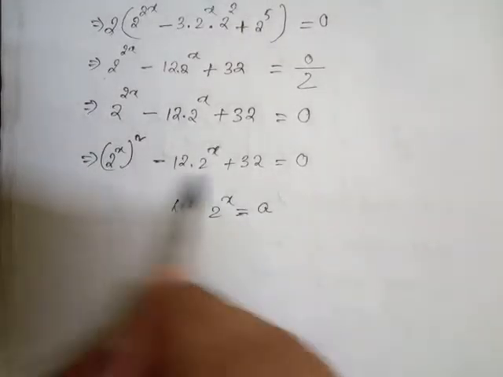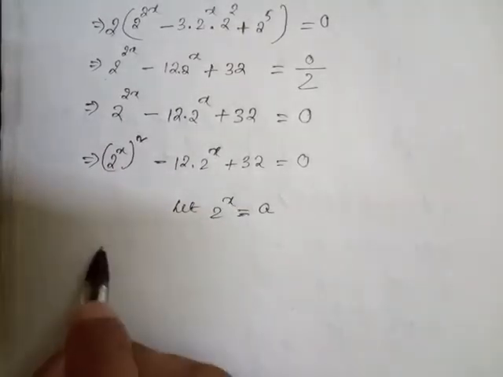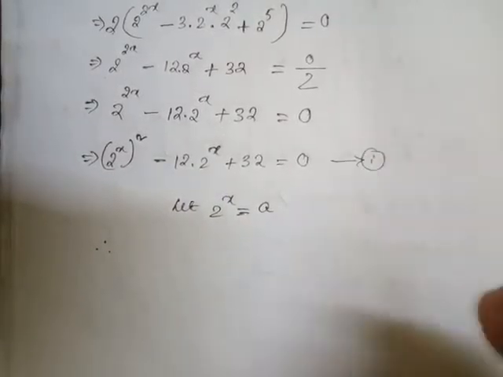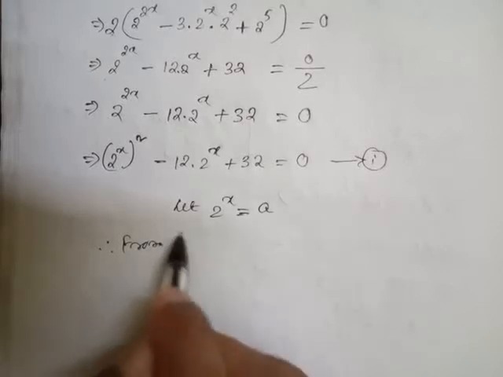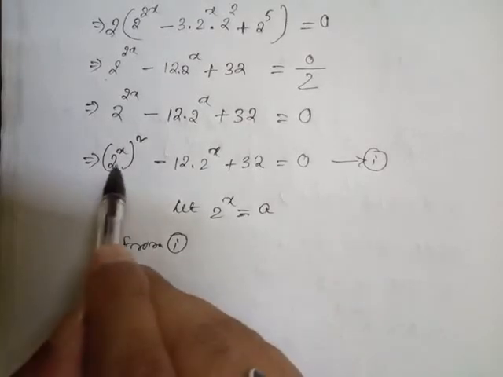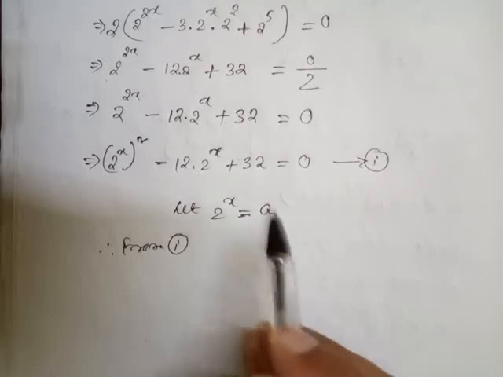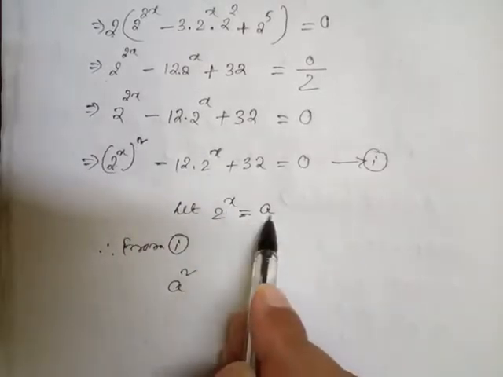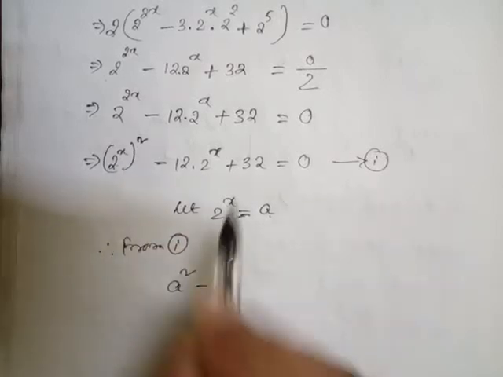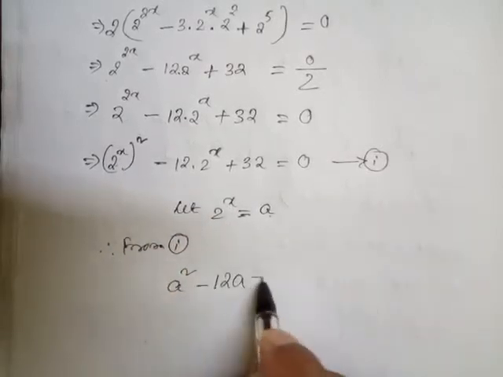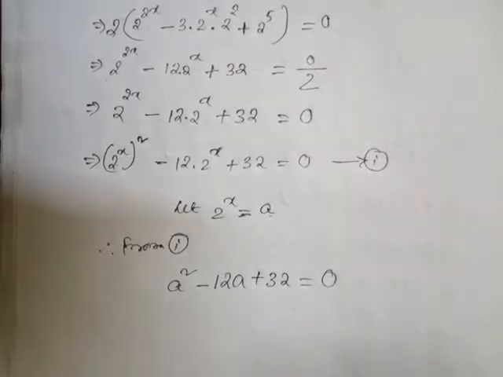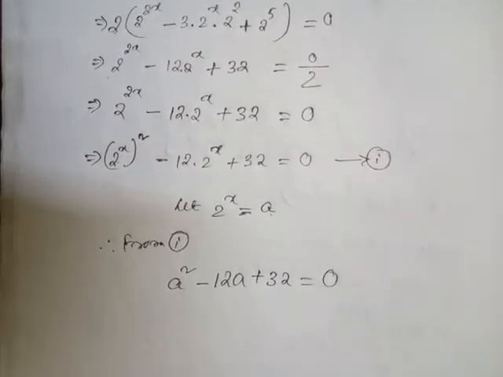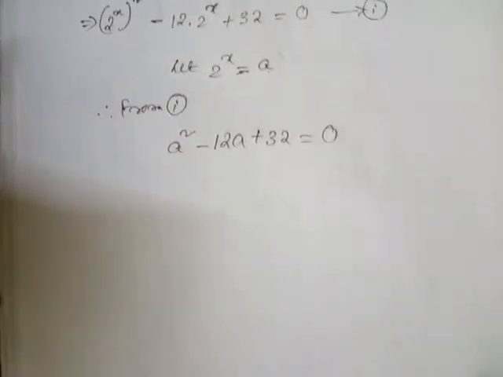Now student, this equation becomes, therefore if I take equation number 1, so from 1, then what will happen, in place of 2 to the power x I will just put down a here. So 2 to the power x whole square, which means this equal to a, means a square, minus 12a plus 32 equal to 0. Now these can be solved by the help of middle term factorization. Now let's have a look how to solve this portion.